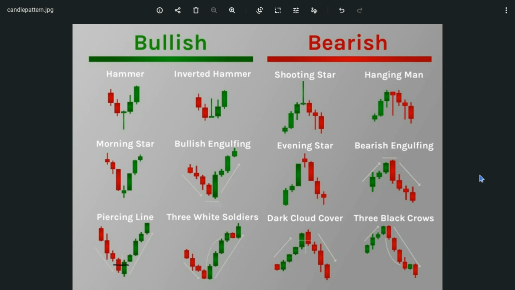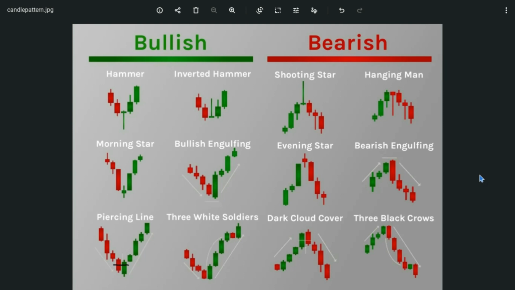Then you have piercing line. Piercing line is a pattern made up of a long red candle followed by a long green candle occurring at the bottom of a downtrend. There's a gap down between the closing and opening prices, with the closing of the green candle more than halfway up the red candle's body. The beginning of the period looks very bearish. However, the buying pressure increases throughout the candle, indicating the bulls are interested in buying at the current price.